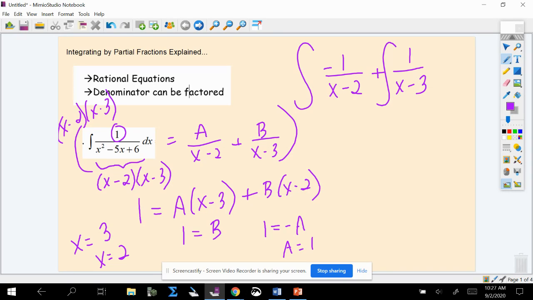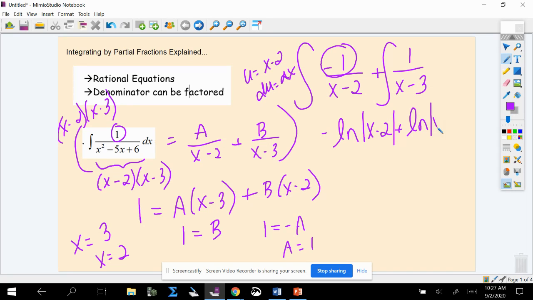And I'm going to integrate them as two separate terms because that's what they are. That's what partial fraction does, it takes something that is big and breaks it down into smaller pieces that are manageable. Both of these are going to be natural log because your u is your denominator and the derivative is just 1 or dx. Same thing on the second one. You don't even have to write that. Whatever your coefficient is, it's going to come out front. So I'm going to have a negative natural log of x minus 2, and a positive natural log of x minus 3.